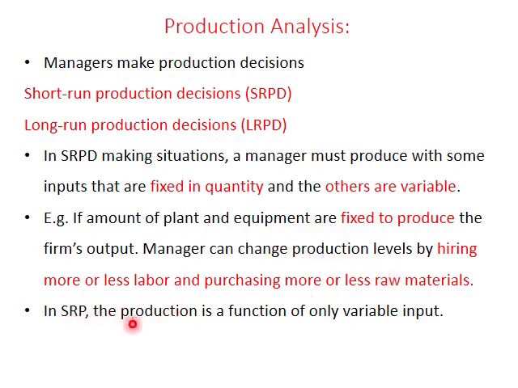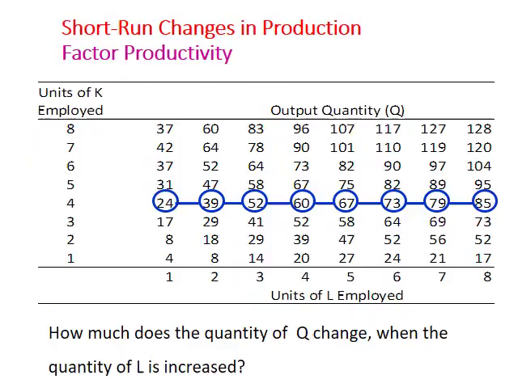In short-term production, the production is a function of only the variable input because the fixed input remains constant. That's why the production is a function of only the variable input. Let us see factor productivity in short run.